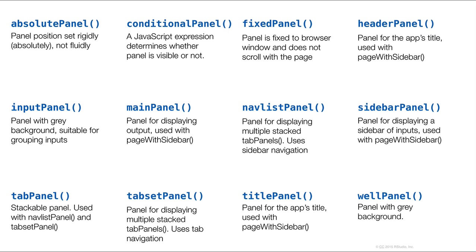Shiny contains 12 functions that make different sorts of panels. Each of these groups objects together, and they do something a little different with the objects. I'll let you explore these at your leisure, but we'll look at 3 of these very closely, and we'll look at some of the other ones later, because 3 of these are involved with stacking panels on top of each other.